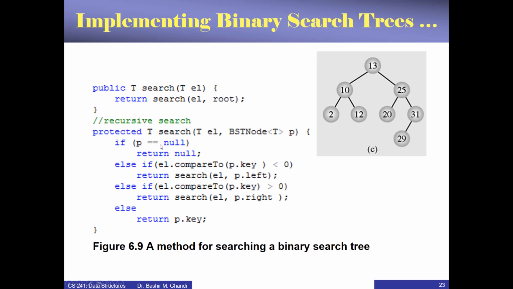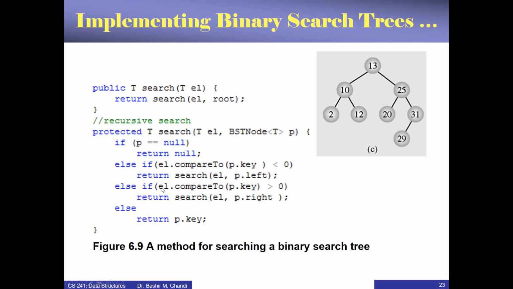But if P is not null, the tree is not null, the next thing we do is to check how our target compares to P.key. If you do compareTo and you get less than 0, it means your target is smaller than P.key. So all you have to do is repeat the search, but this time on the left subtree. And recursion allows us to do this by simply making a recursive call. It says return the result of searching for the element on what? P.left.